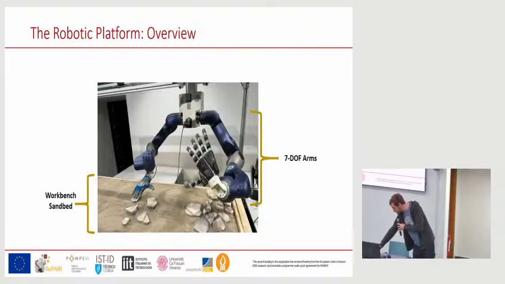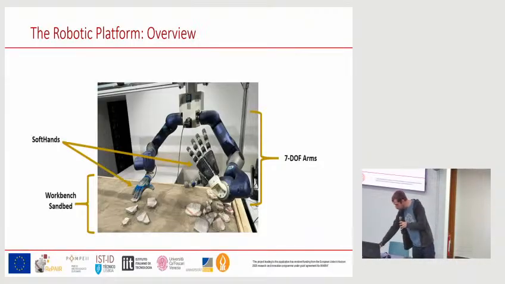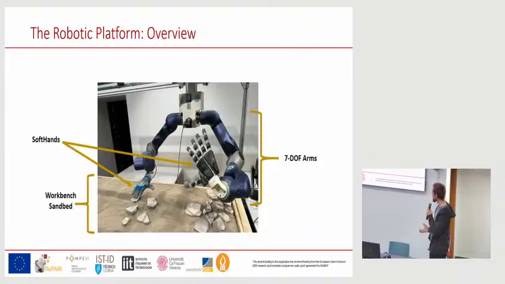Then we have 7 degrees of freedom arms, so that means we can go to very unusual positions where we humans couldn't bend our arm to, so the robot has more flexibility and can reach a bigger range of positions. Then we go to the soft hands. The soft hands are soft, they're not static.